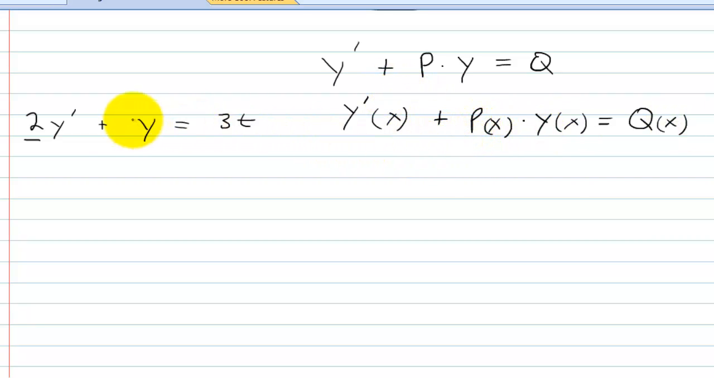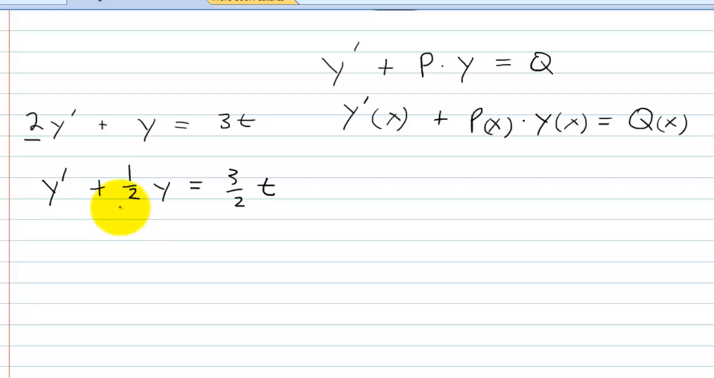Now unfortunately, when you look at it here, we have 2 times y prime plus y is equal to 3t. Here you have something in front of the y prime, which we do not want. We want the y prime by itself. So we have to do something to get rid of this 2, and what we're going to do is divide everything by 2. That's going to give us y prime plus 1/2 y is equal to 3 halves times t. So now we have the equation in the proper form.